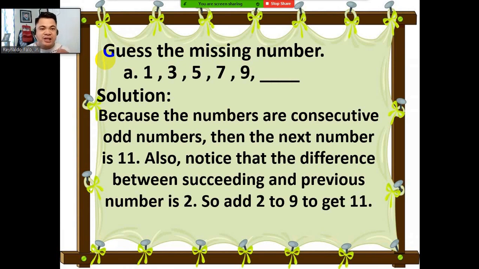These are just some of the conjectures. But if you find another conjecture which is applicable for this sequence, it's fine. There's no problem with that for as long as it is true for this. Okay? Next.